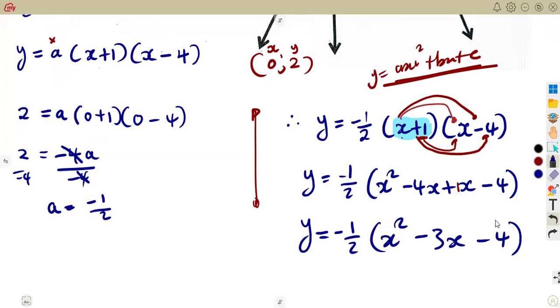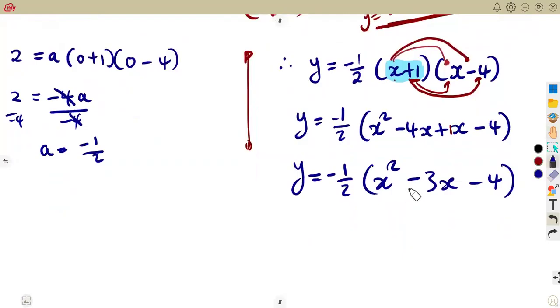This is what you're going to have. Then you can expand by -1/2. Each and every term has to be multiplied by -1/2. That's -1/2 times x squared, which is -1/2 x squared. -1/2 times this -3, minus, that's a positive. So you're going to have +3/2x, -1/2 and -4. It's going to give us a positive, which is +2.